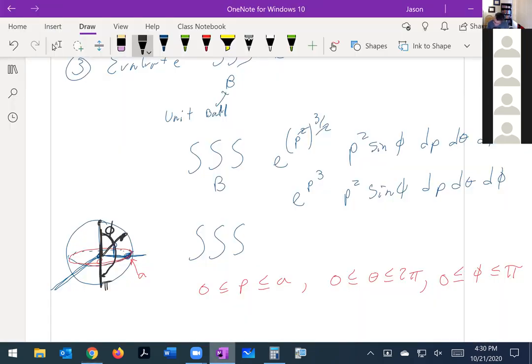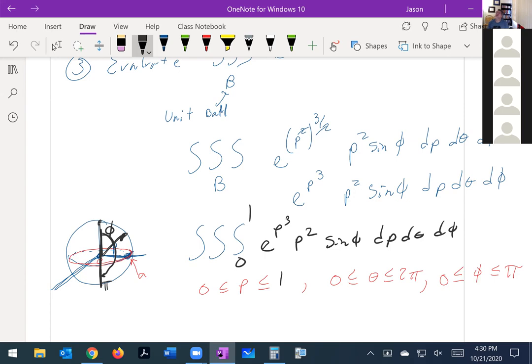Okay, so this is rho squared sine phi d rho d theta d phi. So what are our limits of integration here? Well, if on the unit ball, what's a? A is 1, right? So isn't this going to go to 1? So that's 0 to 1 for phi. Not phi, I'm sorry, for rho.